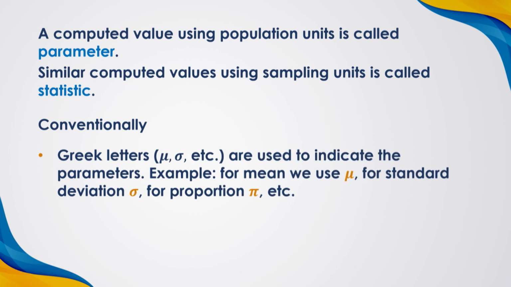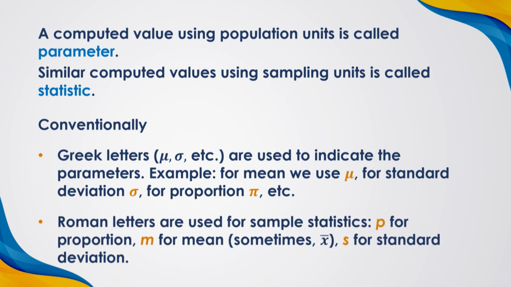Conventionally, Greek letters mu, sigma, etc. are used to indicate the parameters. Example: for mean we use mu, for standard deviation sigma, for proportion phi, and so on. Roman letters are used for sample statistics: p for proportion, m for mean, sometimes x bar, s for standard deviation.